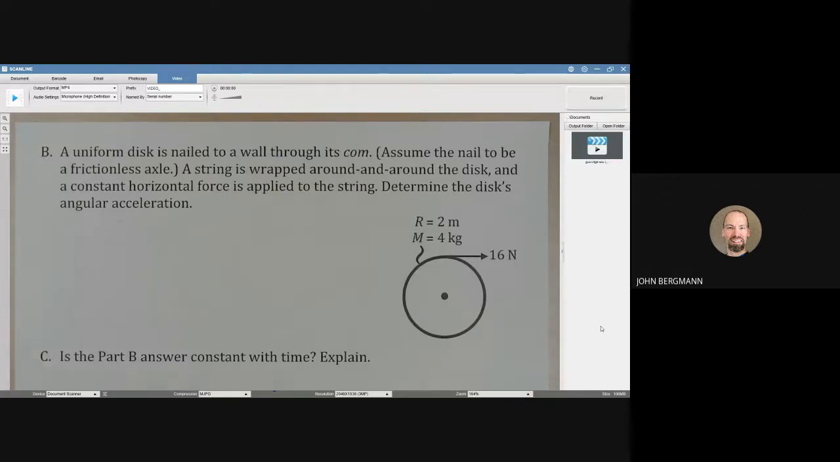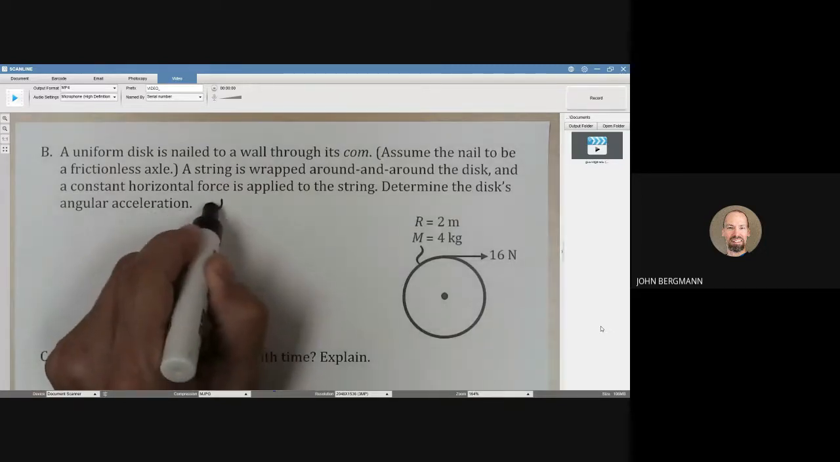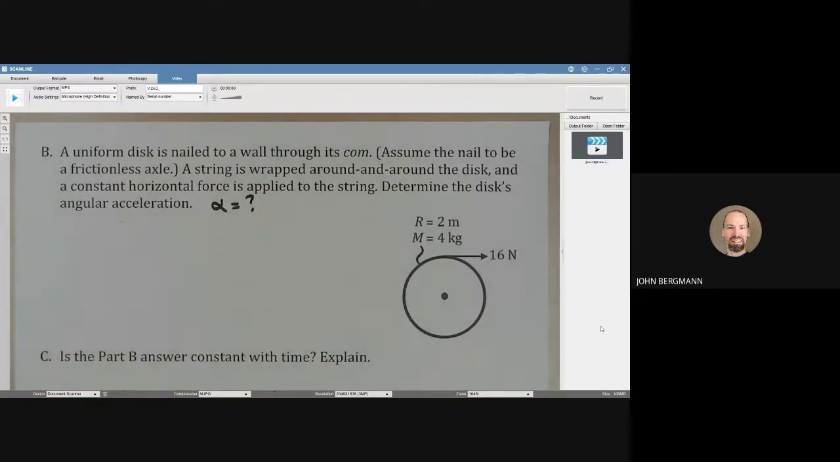A string is wrapped around the disk, and a constant horizontal force of 16 newtons, you can see, is applied to the string. And we want to know the disk's angular acceleration. So what we're after is alpha. And how are we going to do that?